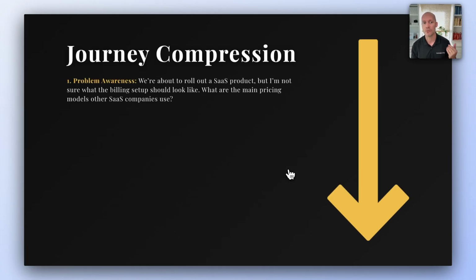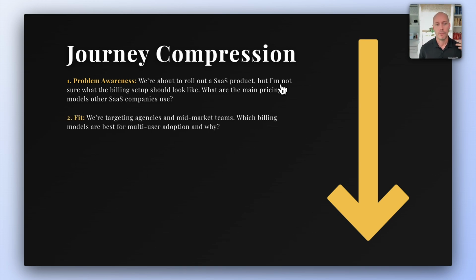So this is kind of what this would look like in a real life scenario, right? So we start at problem awareness, which is like, we're about to roll out a SaaS product, but I'm not sure what the billing setup should look like. What are the main pricing models other SaaS companies use? Okay. So you're starting very top of the funnel, very problem aware. There's not really any product awareness at this point. Okay. And then we go down deeper.